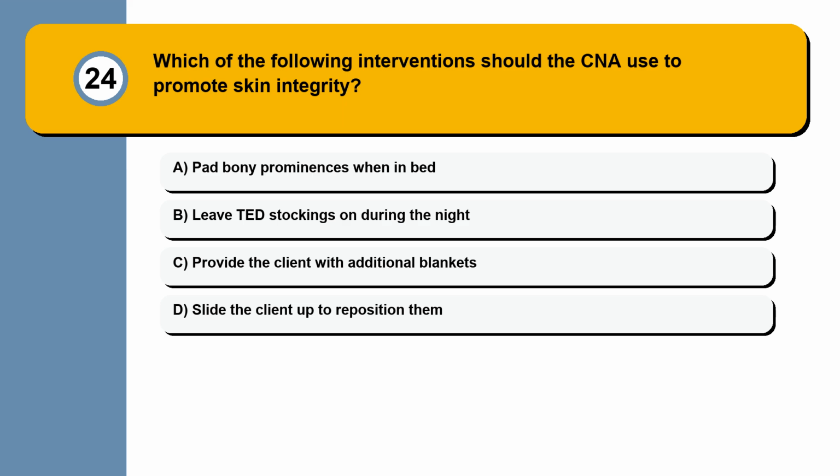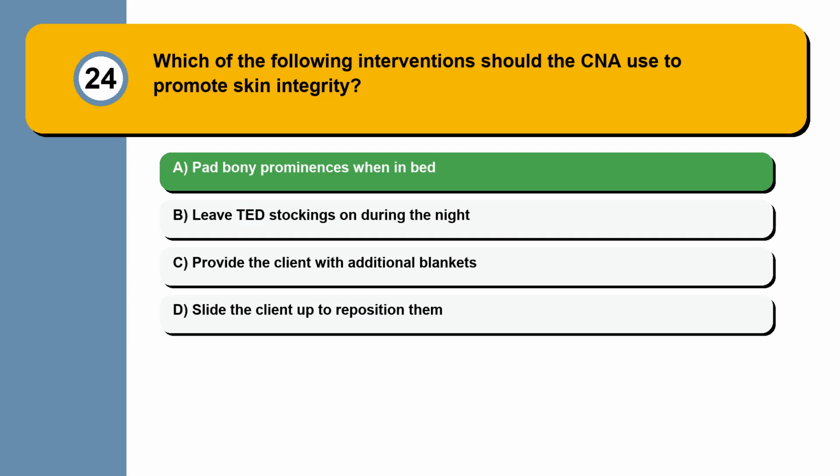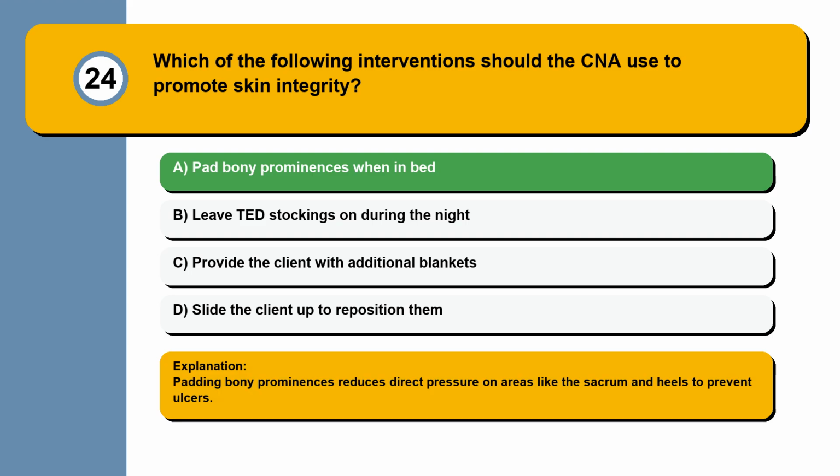Question 24. Which of the following interventions should the CNA use to promote skin integrity? Pad bony prominences when in bed. Leave TED stockings on during the night. Provide the client with additional blankets. Slide the client up to reposition them. Padding bony prominences reduces direct pressure on areas like the sacrum and heels to prevent ulcers.